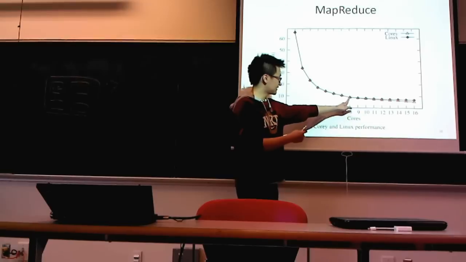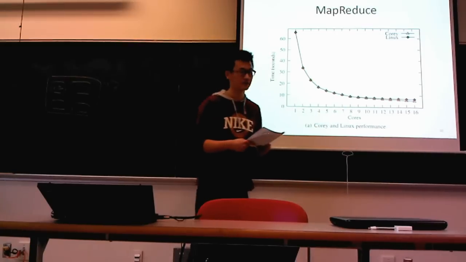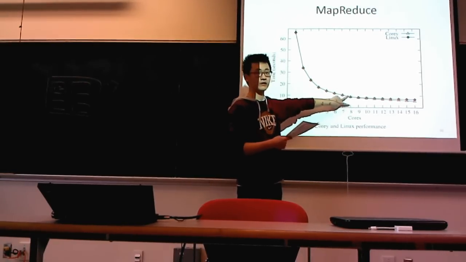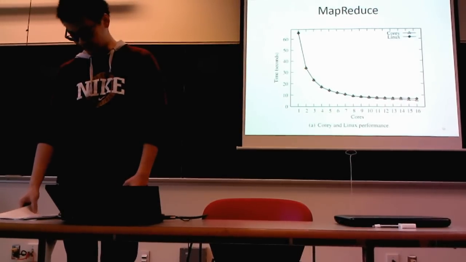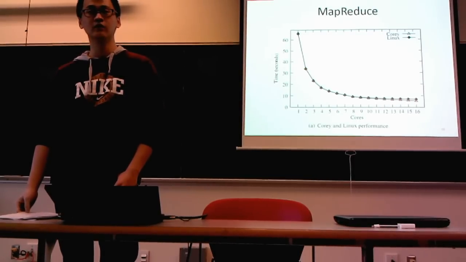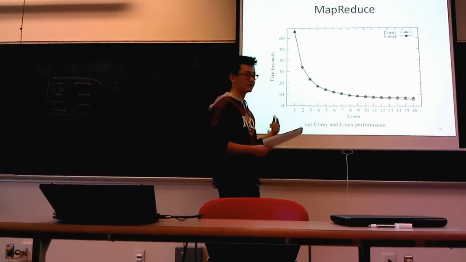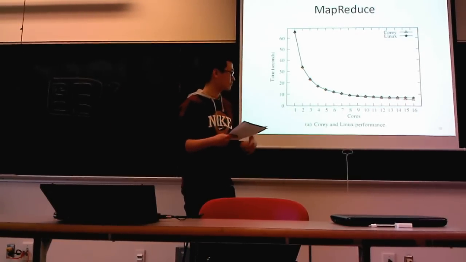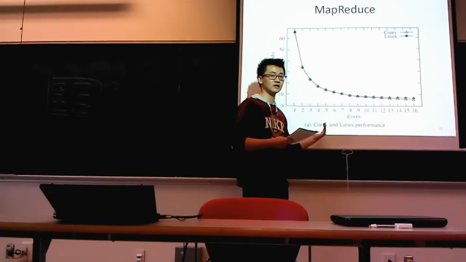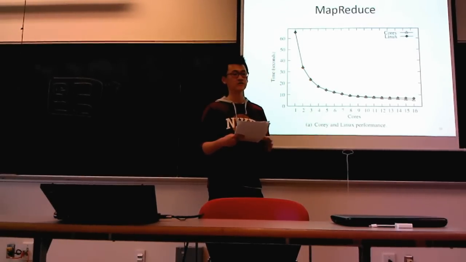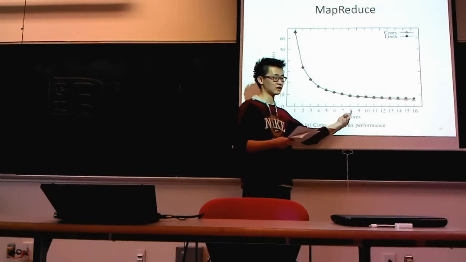As you can see, for fewer than 8 cores, Linux performs almost as well as Cori. The reason is that Linux has a handler for soft page faults which is 10% faster than Cori's. So when there is no contention, the Linux handler is 10% faster than Cori. When there are fewer cores, the rate of contention is lower. So that's why Linux performs as well as Cori when there are fewer than 8 cores.